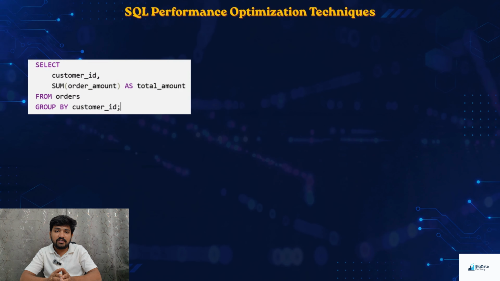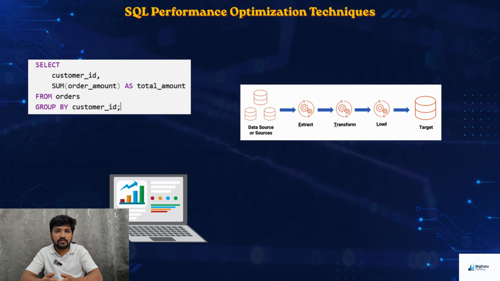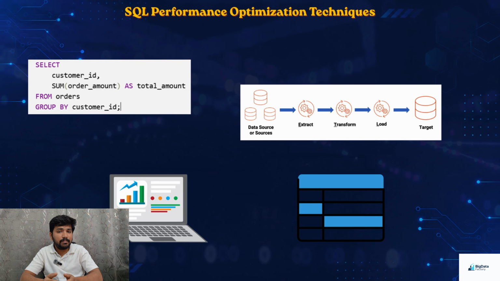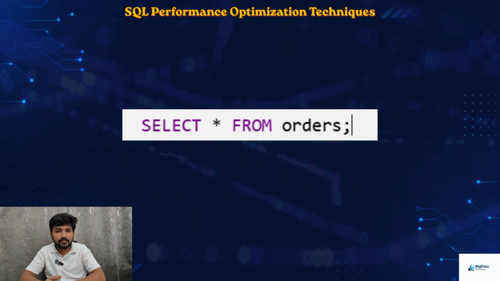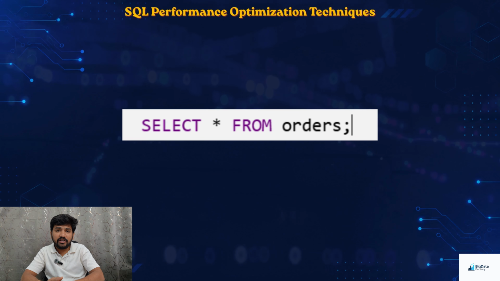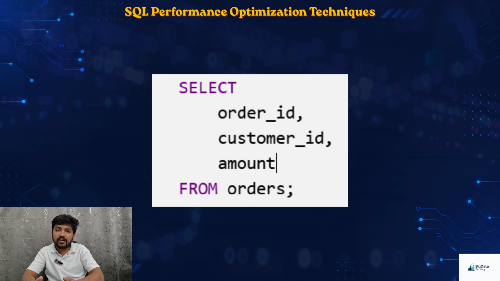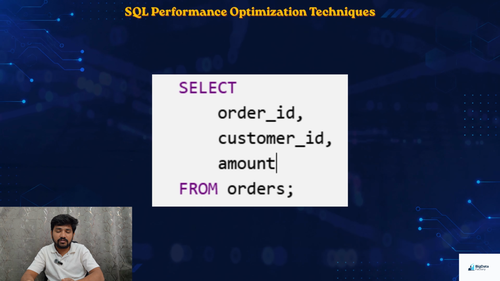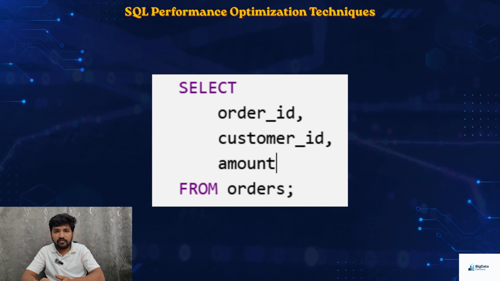The first mistake is using select star. Now select star looks harmless, and for quick exploration it is fine. But in production queries, dashboards, ETL jobs, or large tables, it can become expensive. For example, select star from orders. This query reads every column from the table, but maybe you only need 3 columns. Select order ID, customer ID, amount from orders. This is cleaner and more efficient.